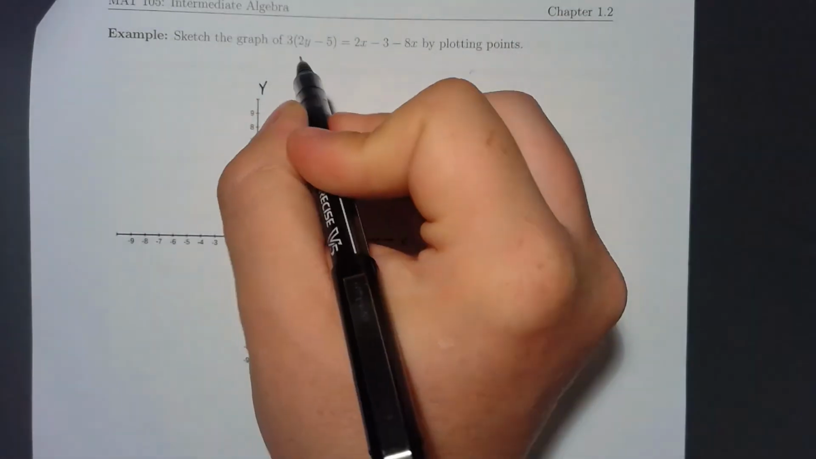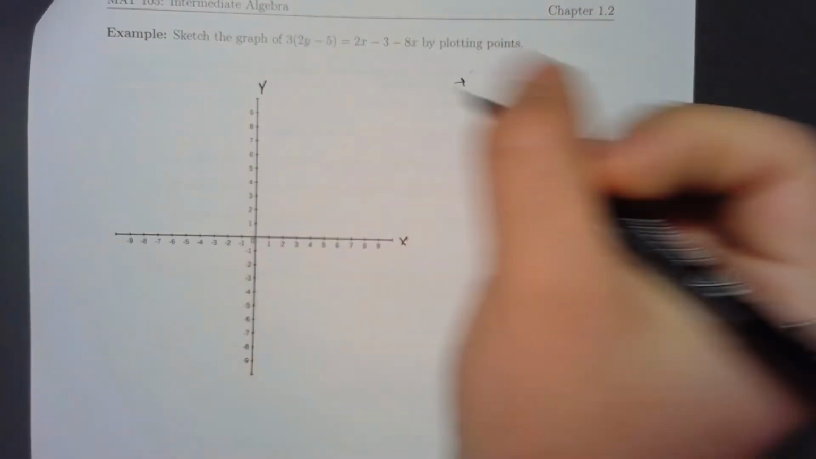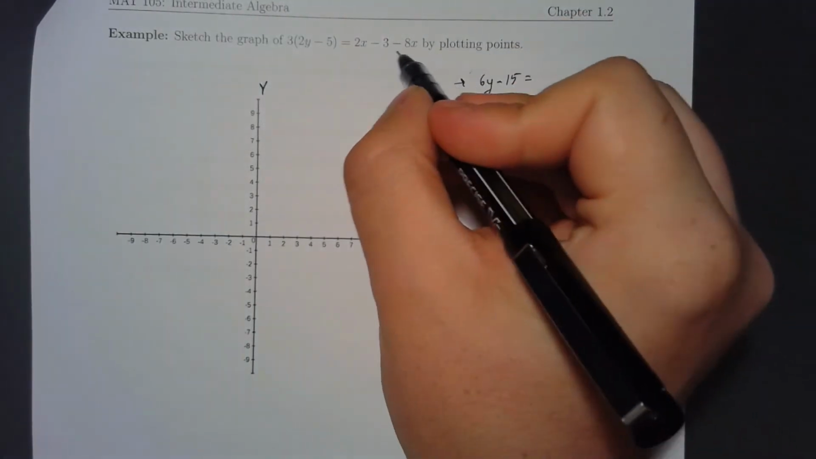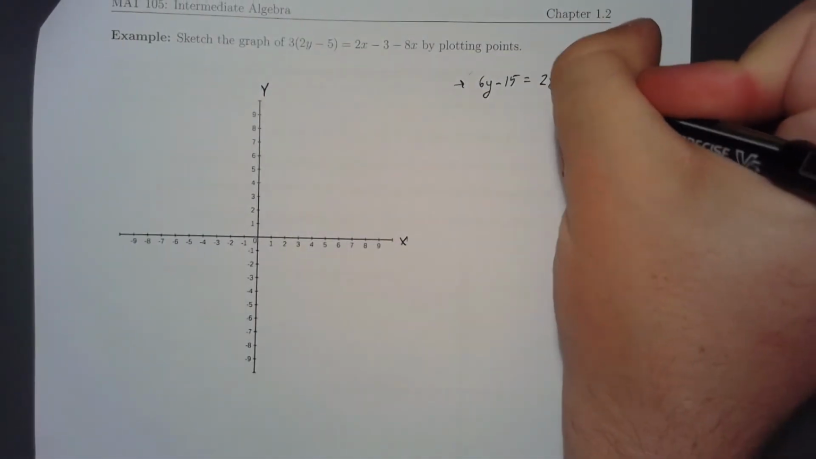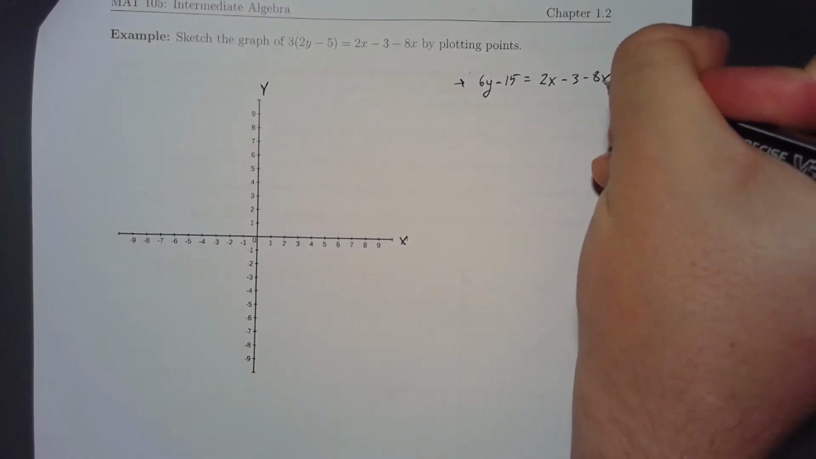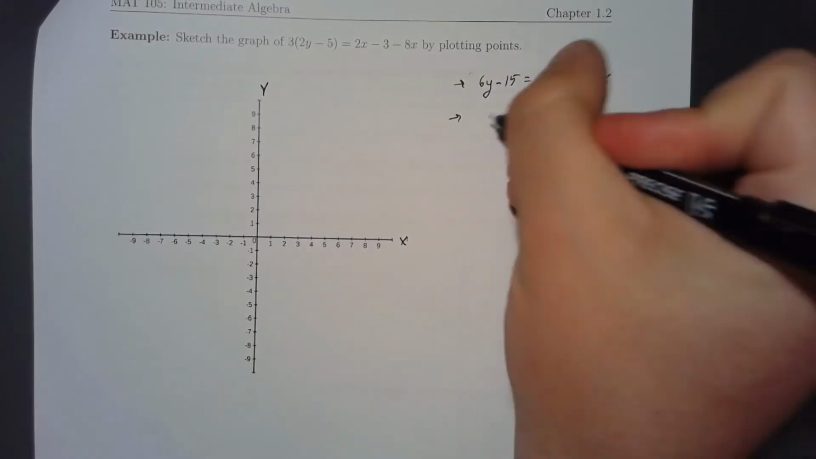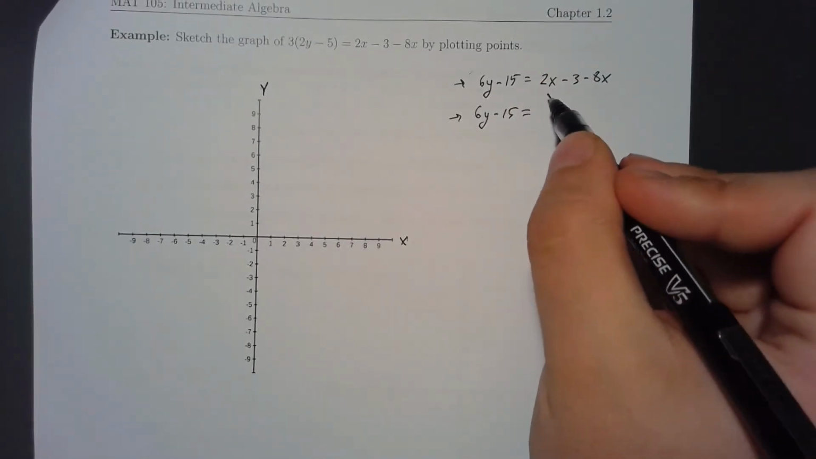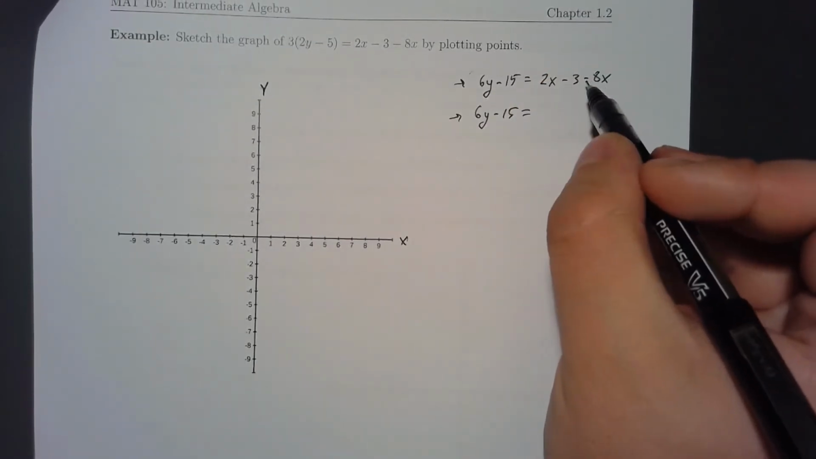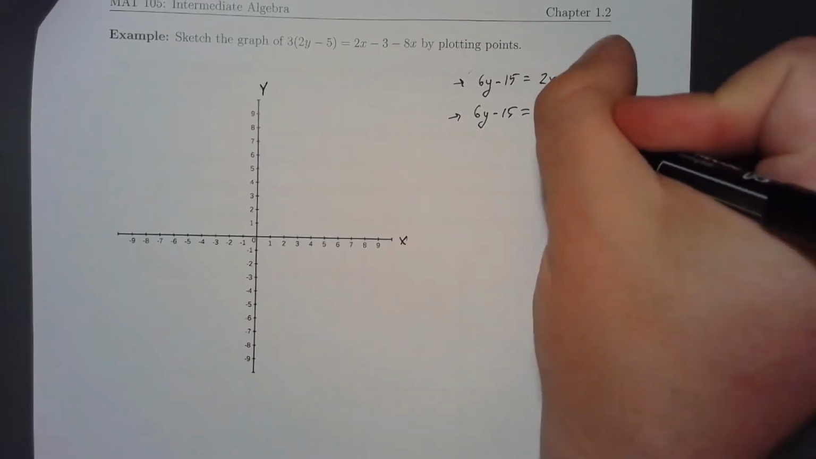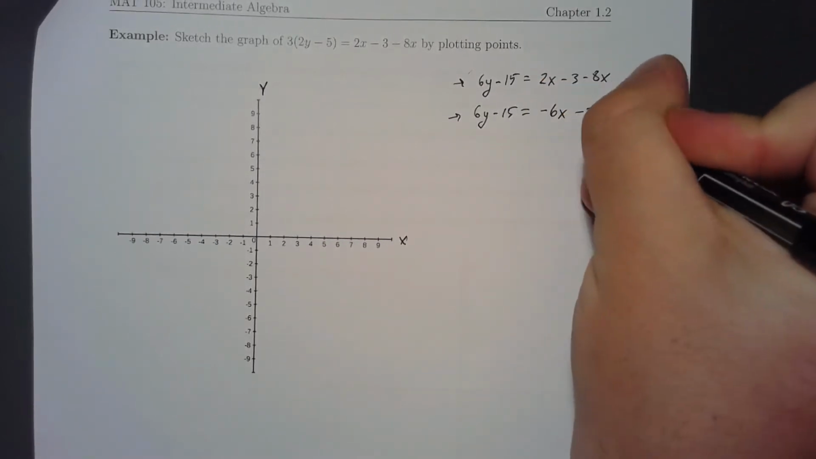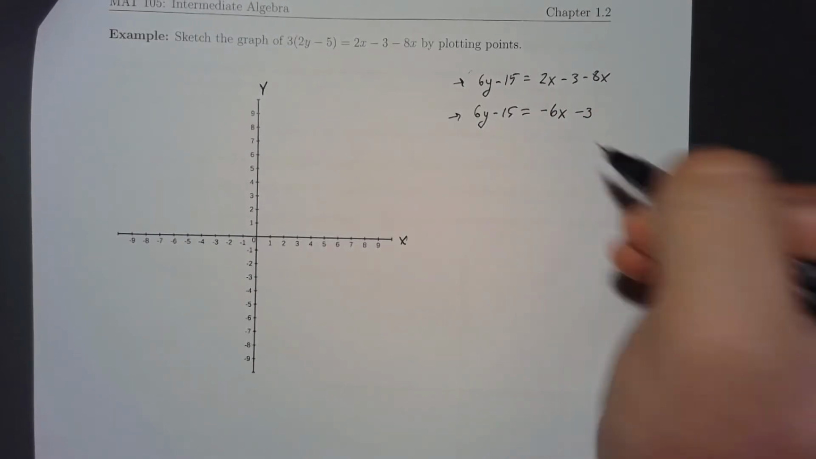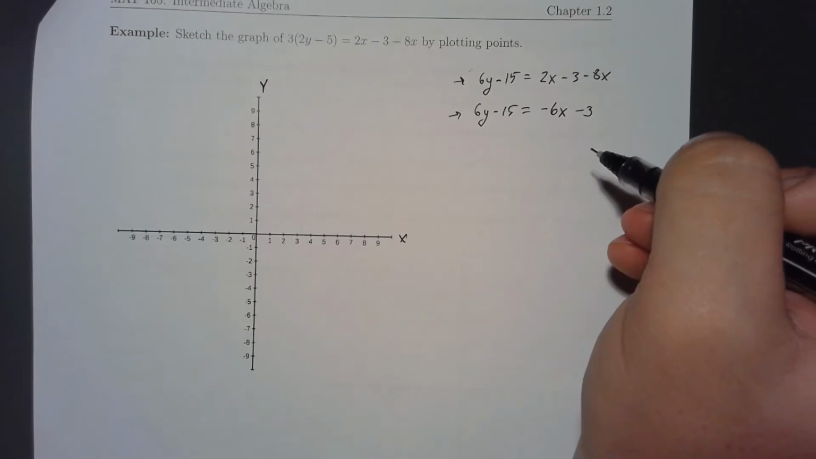So if I distribute 3 here, I'm going to get 6y minus 15 equals 2x minus 3 minus 8x. Now, I want to combine the x's together. So 2x minus 8x is minus 6x. And then I have a minus 3. You're combining the coefficients together. I have 2 minus 8, which is negative 6. Alright, so all like terms are combined.